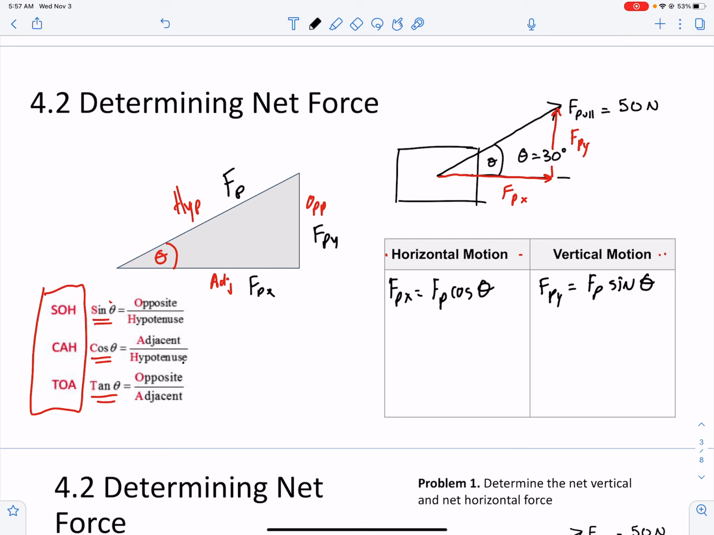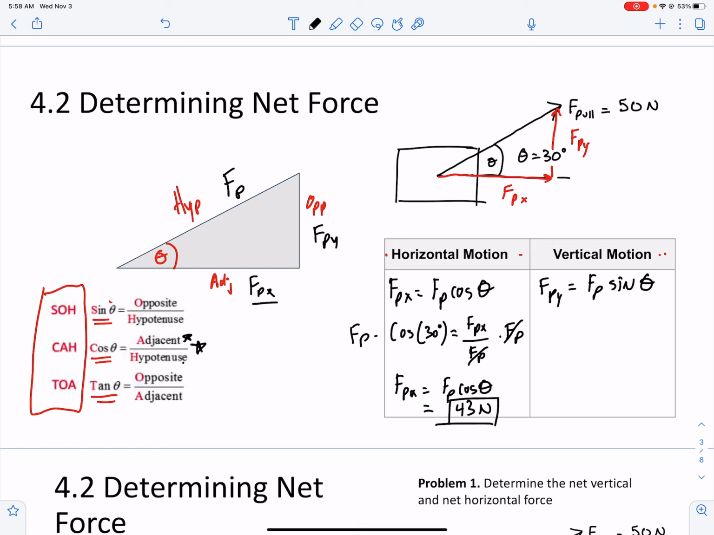How did you get there, Mr. Mellor? Well, we start off with our ratios, right? Ratios of the lengths of any sides are predefined. We know that the angle is 30 degrees. Our adjacent leg for cosine is FPX. Our hypotenuse is FP, so I multiply by FP on both sides to get it to cancel on the right. And I'm left with FPX is equal to FP cosine of theta. And if we were to use our calculator, we would find out that's 0.86 times 50. And we get, that's about 43 newtons to the right.